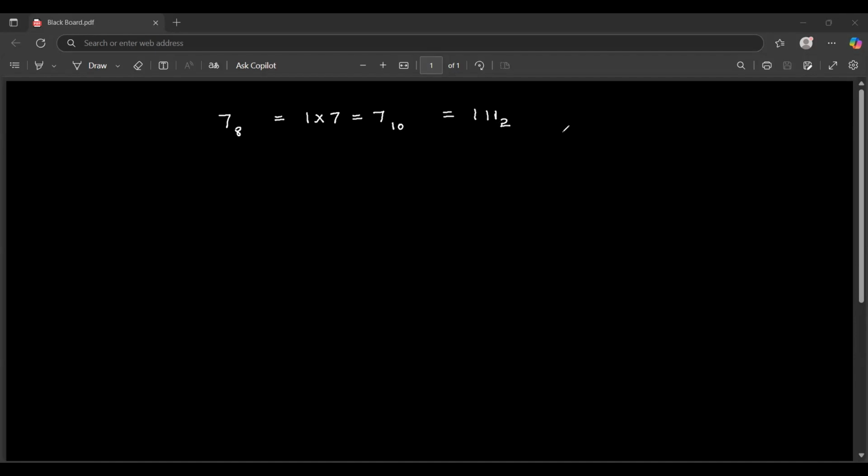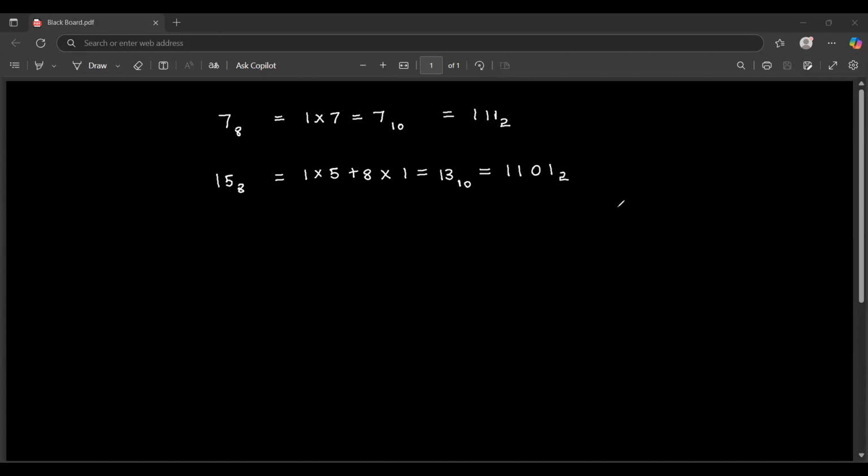Okay, so let's say we have another one. Let's say we have 15 to the base 8. Well, that will be equal to 1 into 5 plus 8 into 1. So that will be equal to 13 to the base 10. Okay, so 13 to the base 10 will be equal to 8 plus 4 plus 1. Yeah, so 8 plus 4 plus no 2, so it will be 1. So it will be 1101 to the base 2.